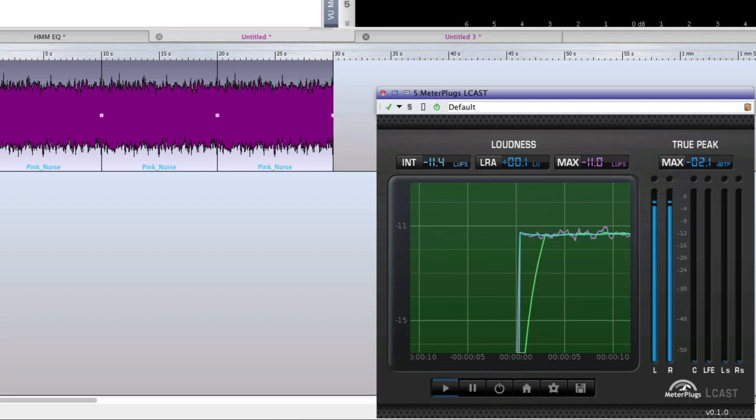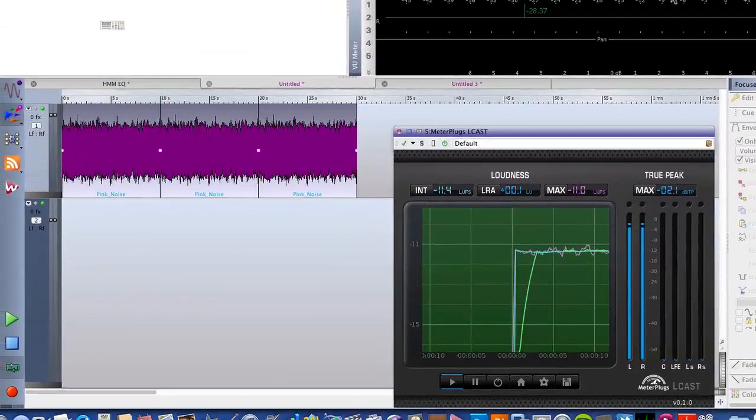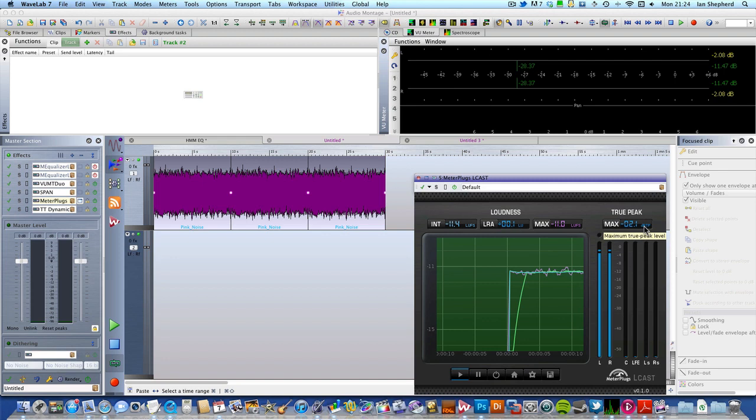So in this simple case of steady state pink noise, we can see that the LUFS reading is the same as the RMS reading for the audio. And actually, it's as simple as that. To get a rough idea of what the LUFS loudness reading of a piece of music means, you can just think of it as being like the RMS, like the average level of a piece of audio, the same kind of reading you get from the RMS meter in your DAW or on a VU meter if you use one.